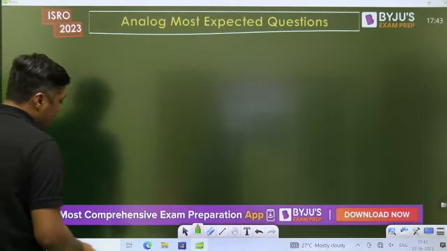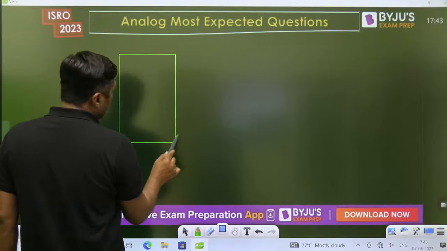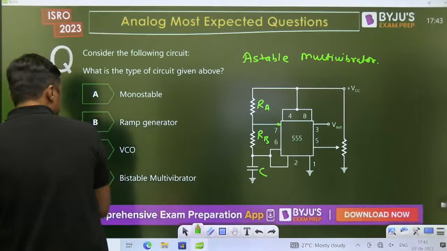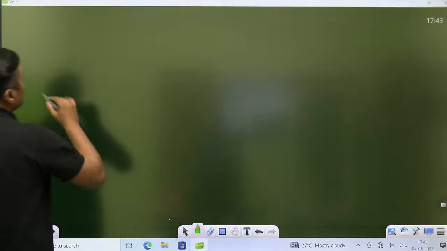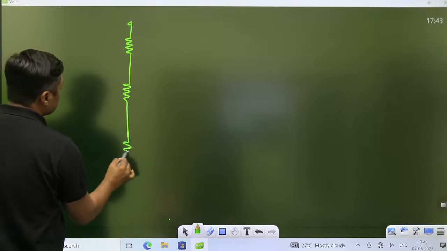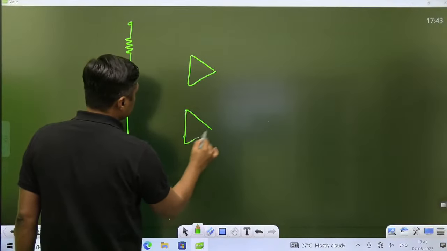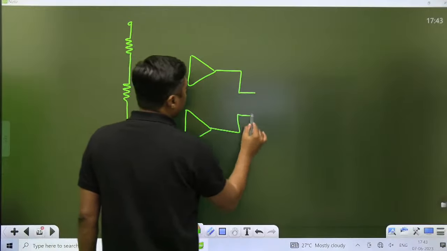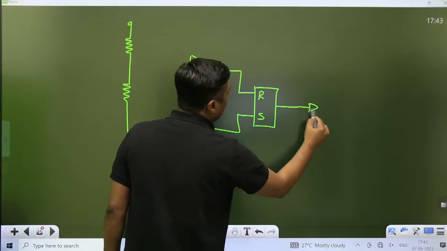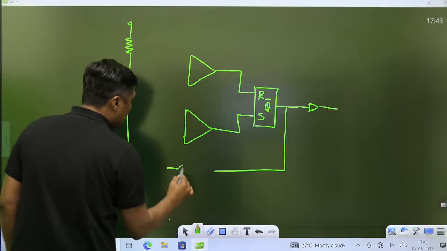Guys, try to understand, right? Always remember one thing, if you are given the internal diagram of the 555 timer, I will quickly explain it. Then watch this. In a 555 timer, first of all, we have the potentiometer, and then we have the two comparators, and then we have the flip-flop. And then here we have the buffer. This is the Q bar, and this is connected to a discharge transistor.